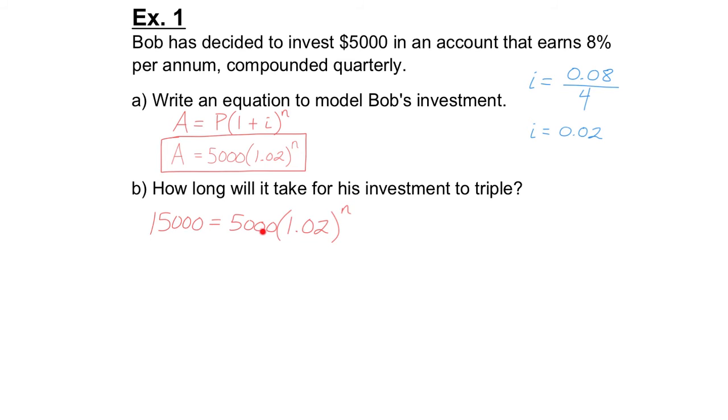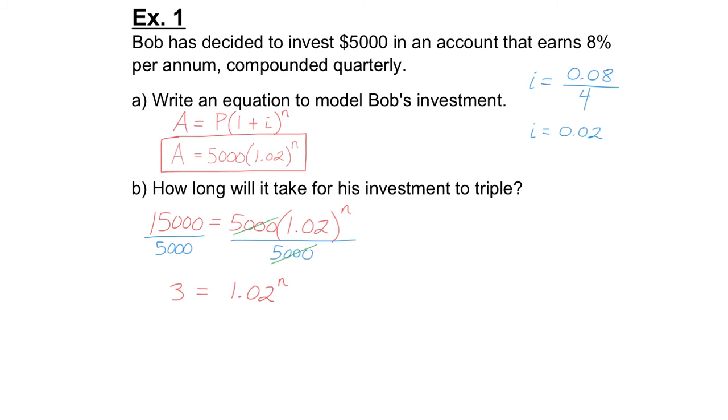Okay, so now I have an equation. I don't know the value of n, but that's what I'm trying to figure out because it says how long. That's what this measures. So now I just have to solve. Well, simplest thing right now is to divide both sides by 5,000. So now I end up with an equation 3 equals 1.02 to the exponent n. So now I have an equation in exponential form.